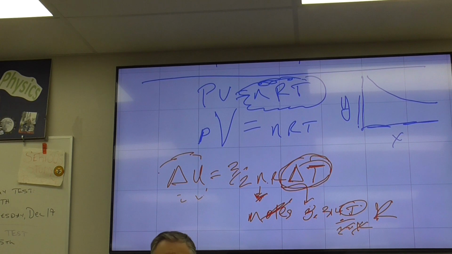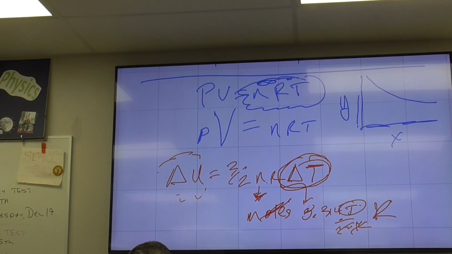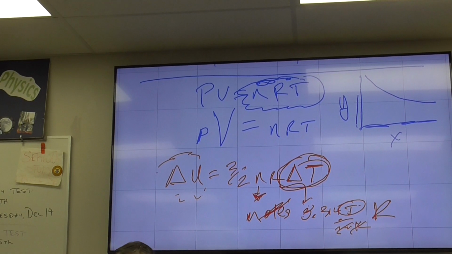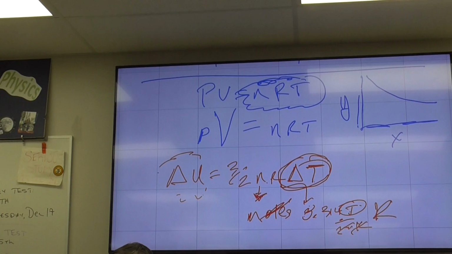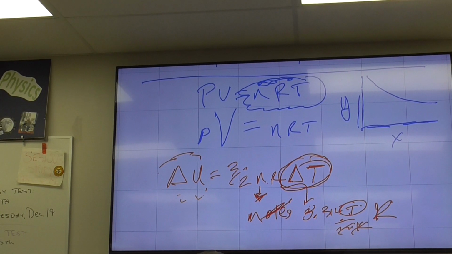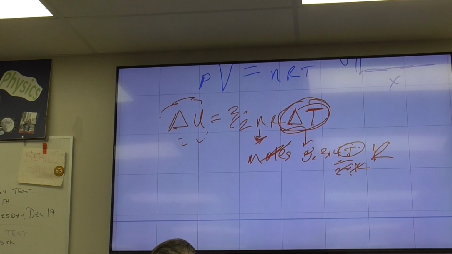Now, here's where this is important. If the temperature doesn't change, what's the value of delta U? 0. Guess what? This is going to be an isothermal expansion. So what's going to be the value of my delta T? 0. So therefore my delta U is going to be 0. Cool. Okay.